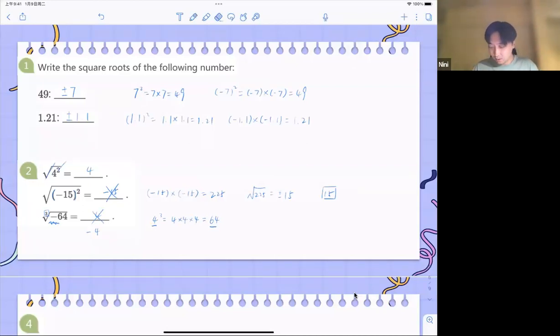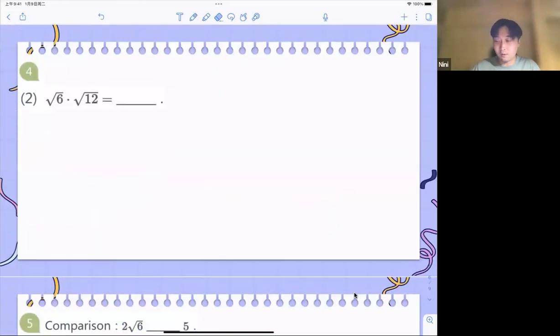Okay, let's move on to our next question. Question number 4. Let's do a very simple operation. So we got square root of 6 multiplied by square root of 12. So what we need to do for this one is we got both of them as square roots, and we got a multiply symbol here, right? So what we can do for this one is directly write it as one square root symbol, and we directly multiply what is inside them, which is 6 multiplied by 12, right?